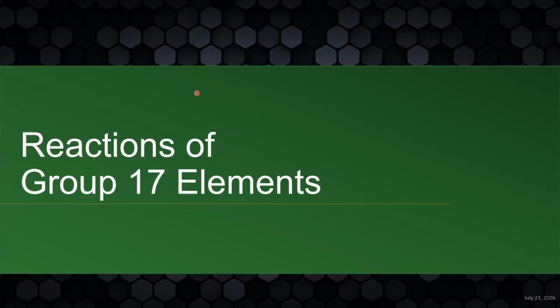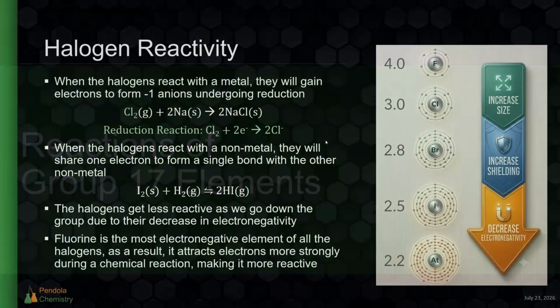In this video, we're going to look at chapter 12, section 2, and now we're going to move into the reactions of the group 17 elements, the halogen reactions. We looked at the physical properties in section 1. Now we're going to move on to their chemical ones.